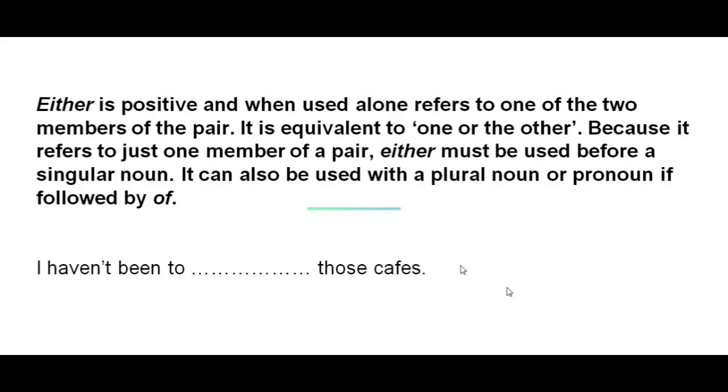Now read the following sentence and fill in the blank using the appropriate form of the distributive either. I haven't been to those cafes. I haven't been to either of those cafes.